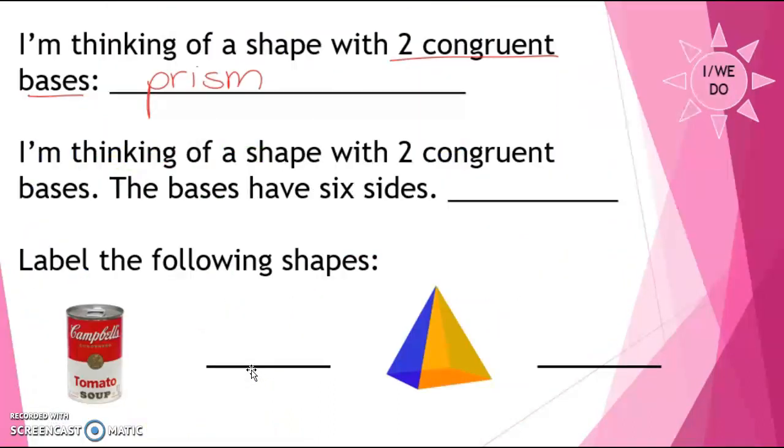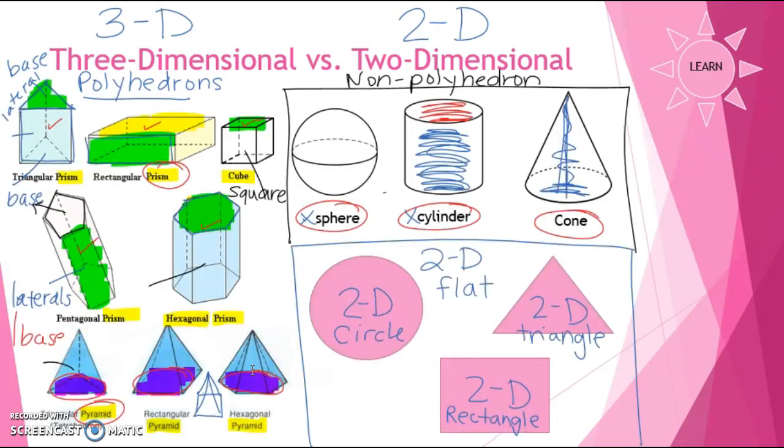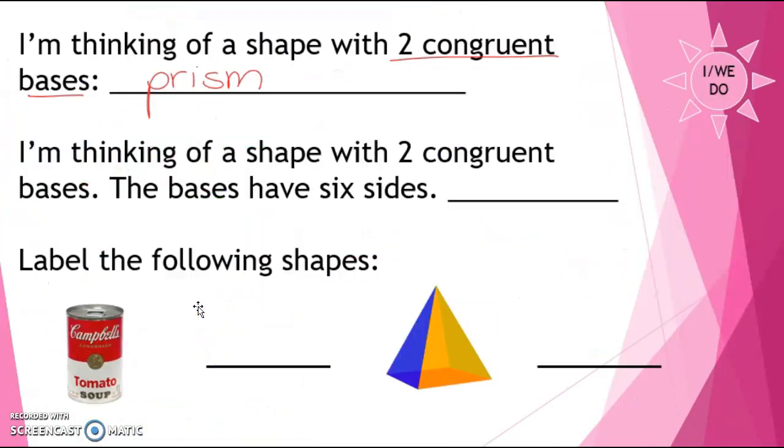Let's answer the second one. I'm thinking of a shape with two congruent bases. The bases have 6 sides. Oh, now let's go back and see. I know which one that is. I know it's a prism because it said two congruent bases, but 6 sides, that means it's a hexagon, so it is a hexagonal prism.